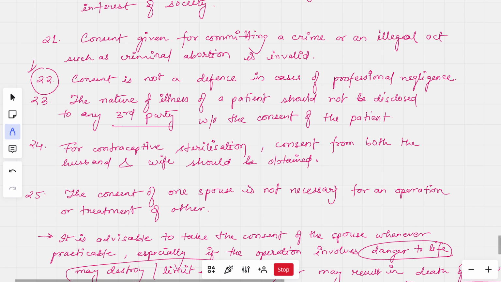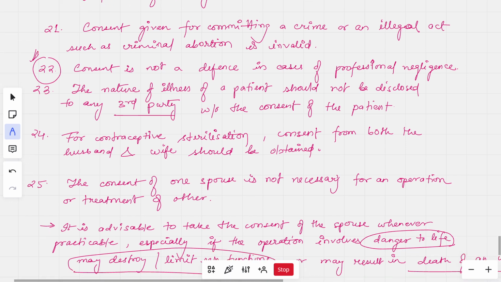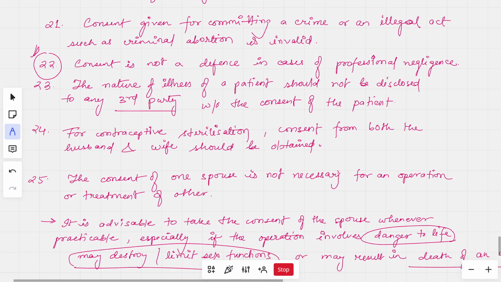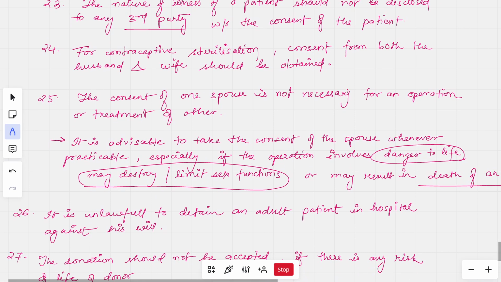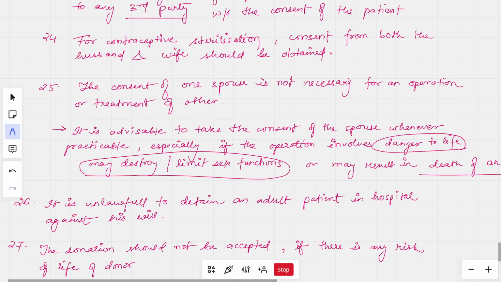There are different types of negligence. We will deal with that in a later video. Number 23 point says the nature of illness of a patient should not be disclosed to any third party without the consent of the patient, of course. Then point number 24, it says for contraceptive sterilization, consent should be taken from both husband and wife. Point number 25 says the consent of one spouse is not necessary for an operation or treatment of the other.